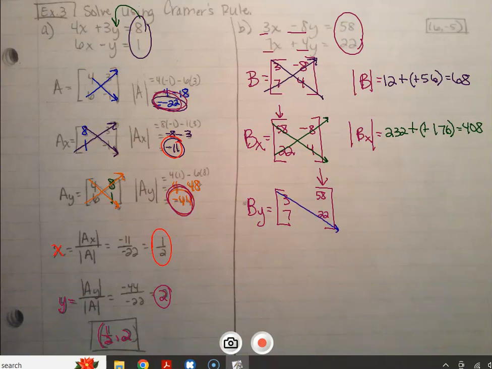Okay, major diagonals, 3 times 22 is 66, but let me write this here. I was like, there goes my board again. Okay, so we want the determinant of B sub y. Don't want to skip a step. So 3 times 22 is 66 minus 7 times 58. 7 times 58 is 406. Okay, 66 minus 406 is negative 340.